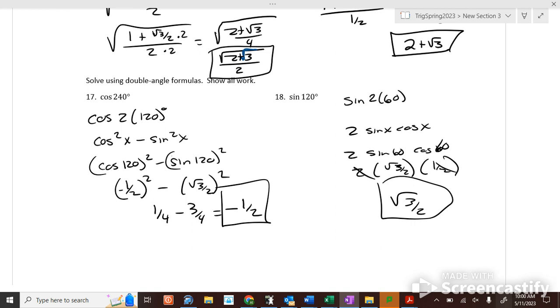And the last one, sine of 120, is sine of 2 times 60. And so it's 2 sine of 60 cosine of 60, which is 2 times square root of 3 over 2 times 1/2. Well, the 2 and the 1/2 cancel, so it's just square root of 3 over 2.